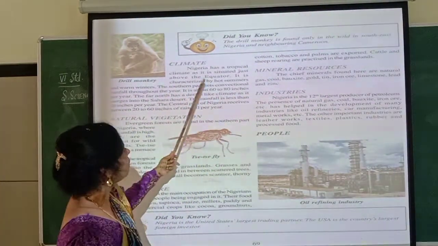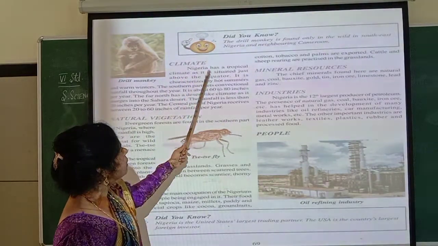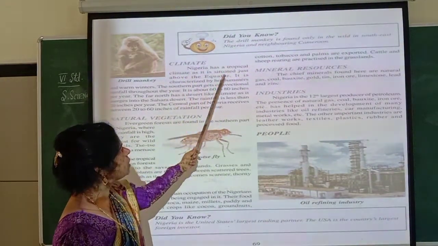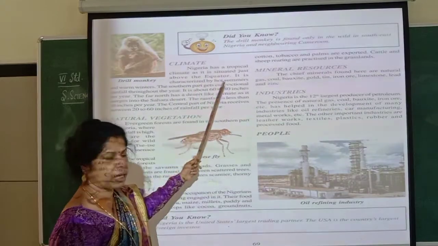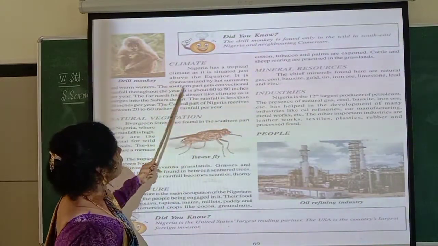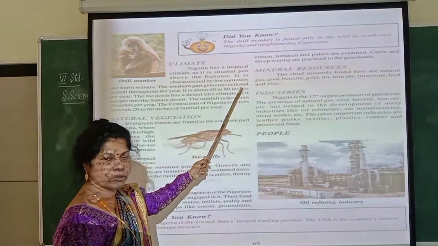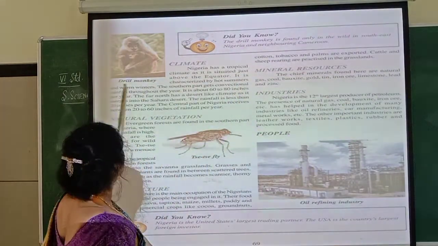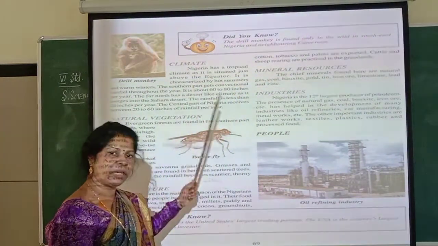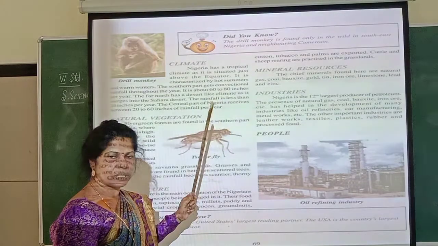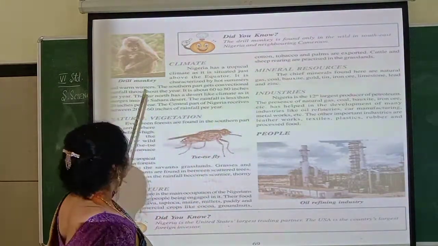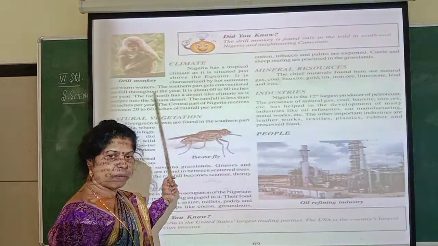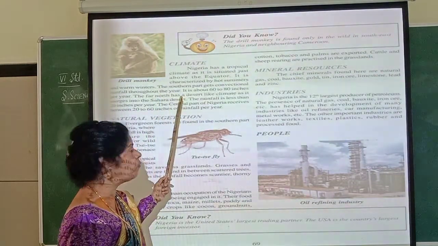So that is what they have given here. Nigeria has a tropical climate as it is situated just above the equator. It is characterized by hot summers. Summer is very hot. And warm winters. Even winter is also warm. It's not hot, it is warm. Normally winter means it should be cold, isn't it? But here winter is warm winter.